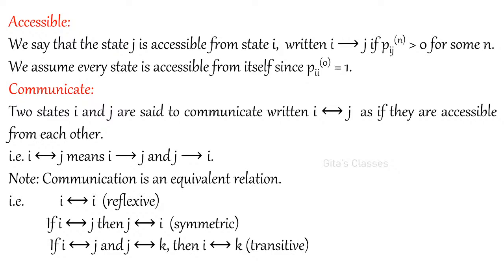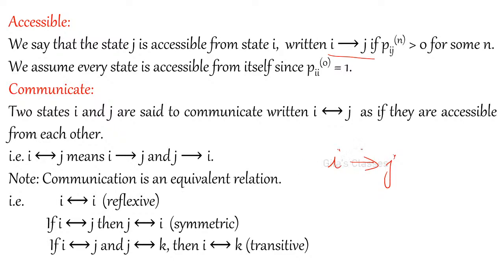Accessible means, suppose you have two states, if you can reach the other state, we say that J is accessible from state I. We write it like this, I to J, that is from I you can go to J. From I, if you have a path to go to J, even if it is given in terms of a matrix, you have to draw the graph. When we do the problem, you will understand clearly.